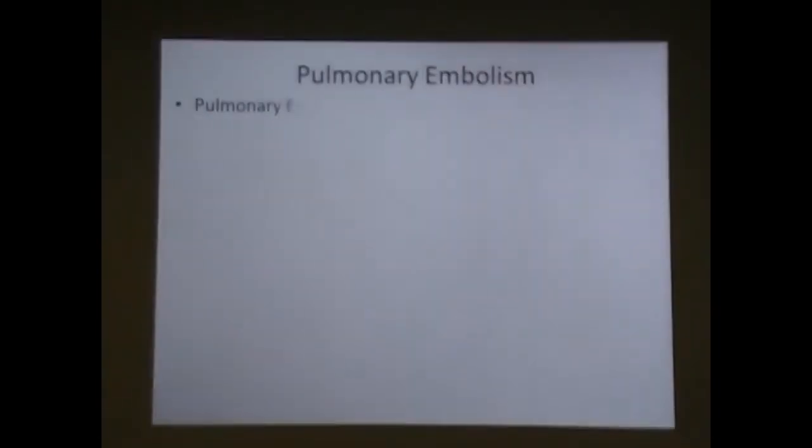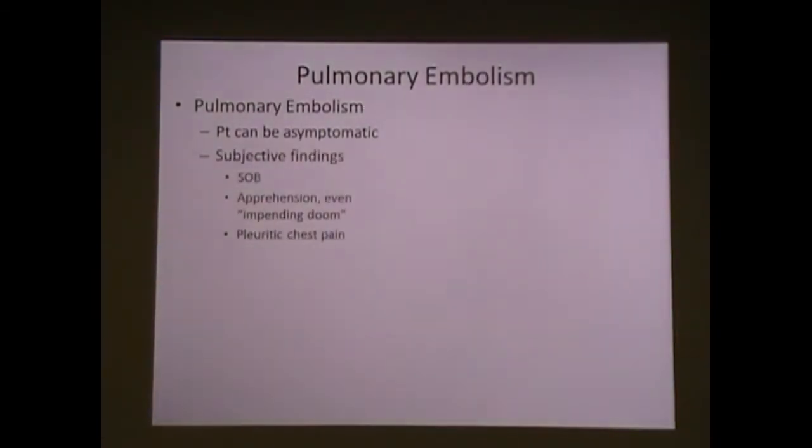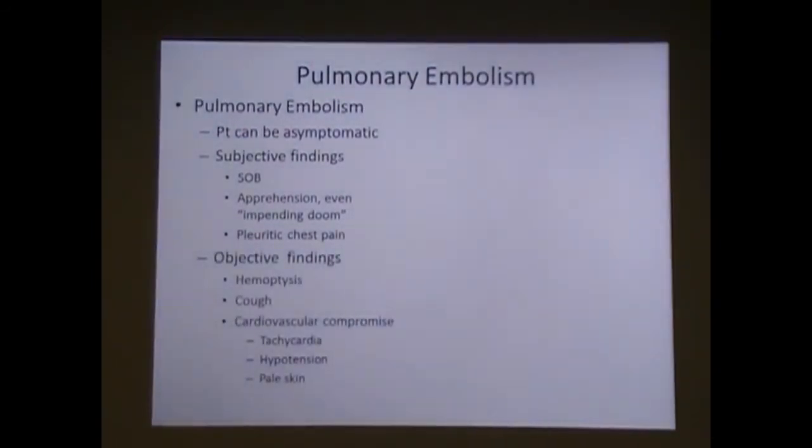Pulmonary embolism. Okay? It can be asymptomatic for a decent amount of people. Subjective findings, shortness of breath. They can have apprehension, even impending doom. Pleuritic chest pain. Your objective findings can be hemoptysis, cough, cardiovascular compromise. They can be tachycardic, hypotensive. They can be pale.